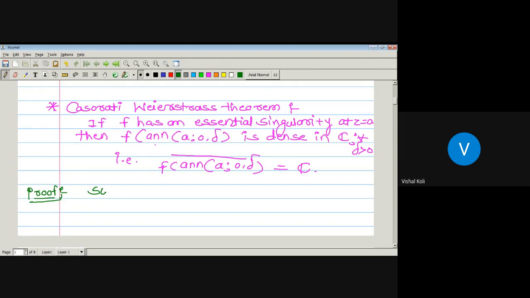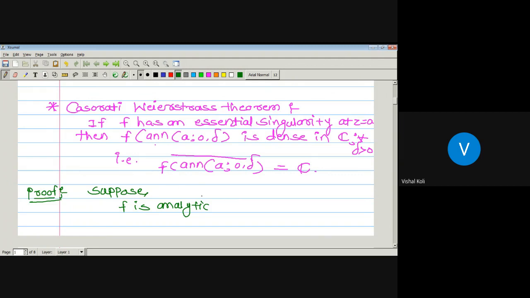Suppose f is analytic. As it has an essential singularity, then it must be a type of isolated singularity. And what is isolated singularity? If the function has an isolated singularity at a point z equal to a, then it must be analytic in the deleted neighborhood of a. So as it has an essential singularity, it must be analytic in the deleted neighborhood of z equal to a.